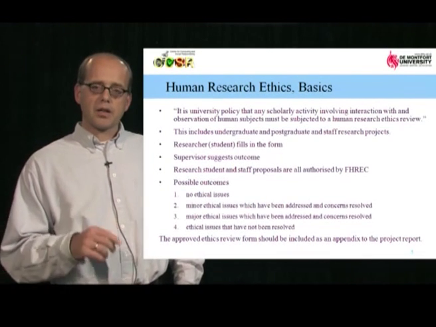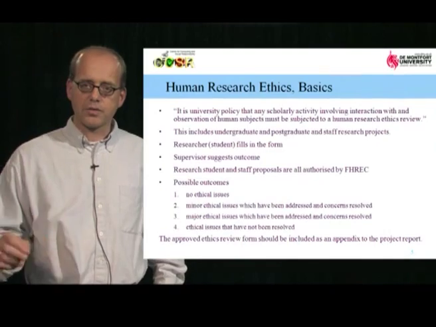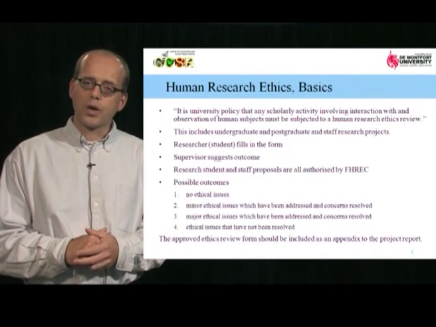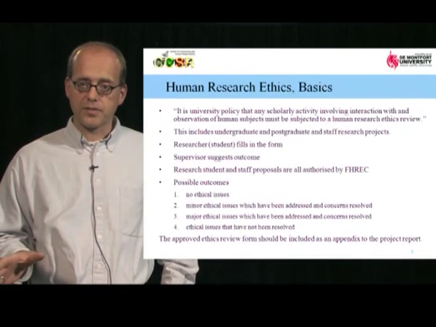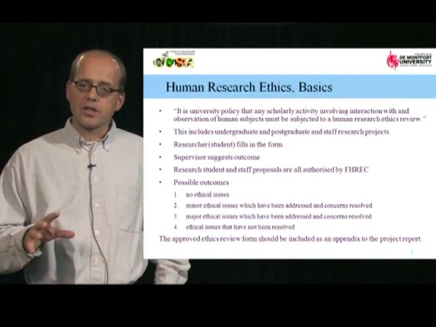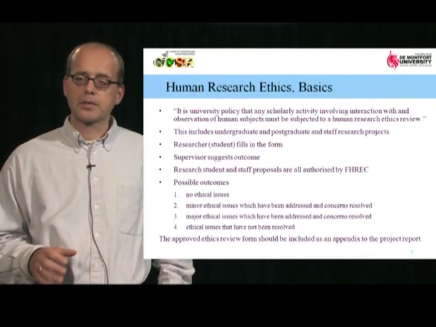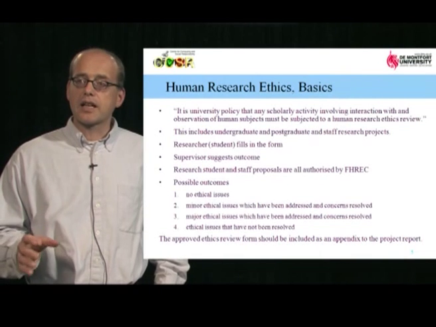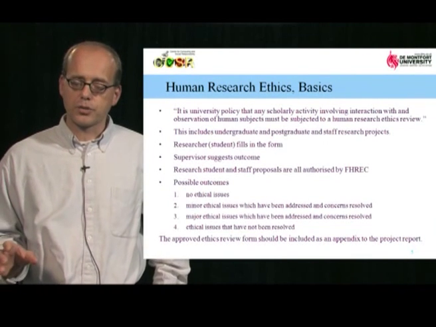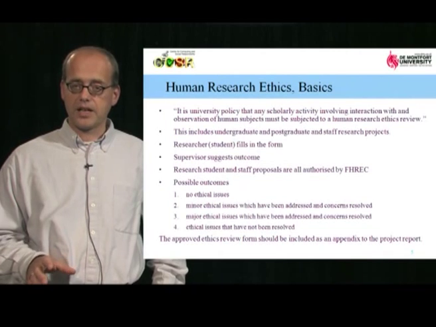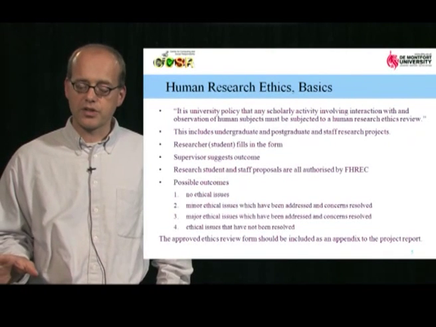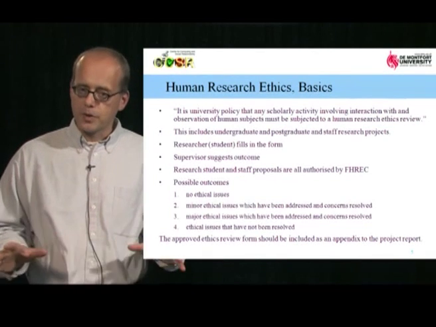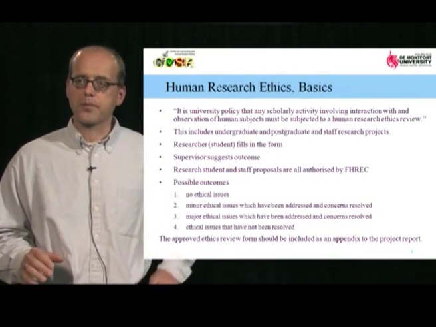It then, depending on the nature of the researcher, will either go to the Human Research Ethics Committee, or it will be assessed by the supervisor and the second supervisor. In either case, there are 4 different possible outcomes of the review. The first outcome is that there is no ethical issue. This can only be the case if no human being is involved in undertaking the research. If there's any involvement of human respondents in the research, there will always be ethical issues that need to be addressed, so it can't be a 1.